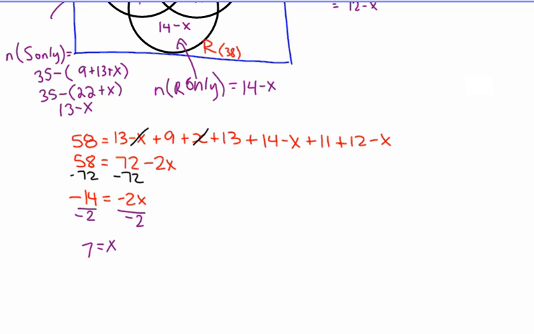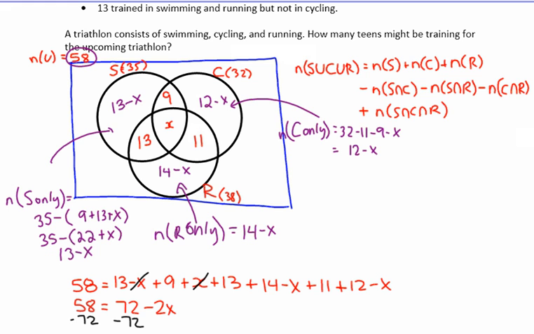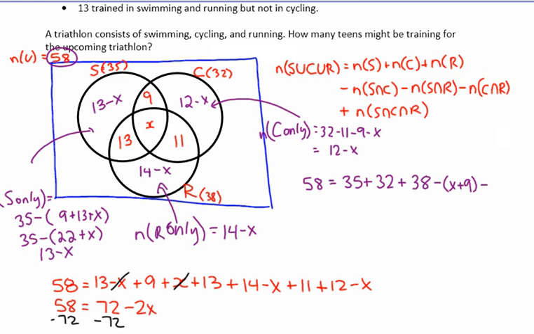Okay, so before I answer the final question, guys, just really quickly, if you use the formula here, so the union is 58 equals the number in swimming, 35, plus all of the cycling, 32, plus all of the running, 38. Subtract the overlaps, x plus 9. My next overlap I'm going to take away was x plus 11. And subtract x plus, I'm missing one, 13. As I've subtracted off those overlaps, I've taken away the center, so I need to add back x.